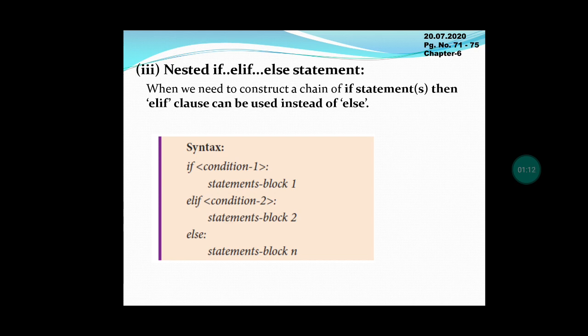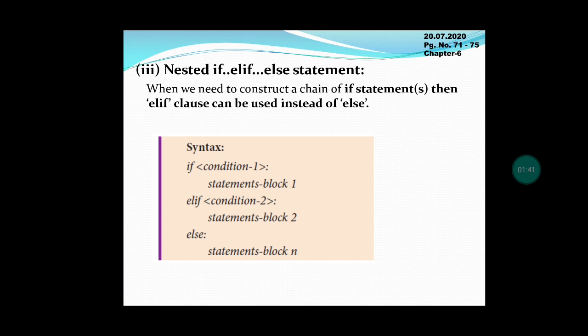First we have to give the condition 1. If the condition is true, statement block 1 will be executed. If condition 1 is false, it goes for elif, that is condition 2. If condition 2 is true, statement block 2 will be executed. If condition 2 is false, the else part will be executed. Statement block n, it is going on. So this is the syntax for nested if statement.